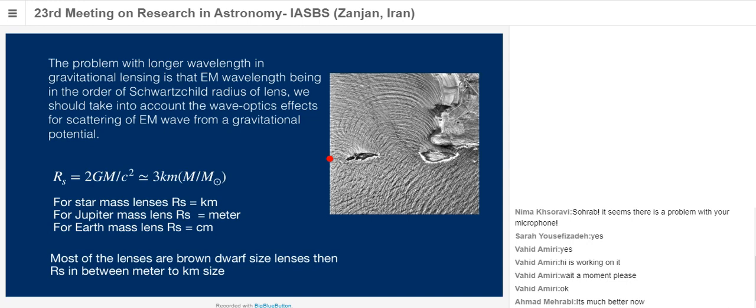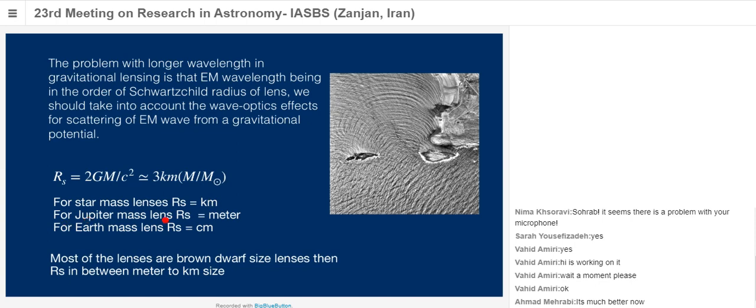But the problem is that when we go to longer wavelengths, when the electromagnetic wave is on the order of the Schwarzschild radius, we should take into account wave optics. If we increase the wavelength, there will be scattering, and the light rays will not follow geometric optics. The Schwarzschild radius of the lens is about 3 kilometers multiplied by the mass of the lens, so for stars the Schwarzschild radius is on the order of kilometers. Just take into account that the wavelength that we are interested in observing is on the order of meters. So that will just scatter the electromagnetic wave. That will not produce gravitational lensing.